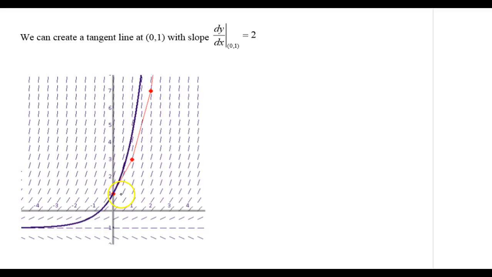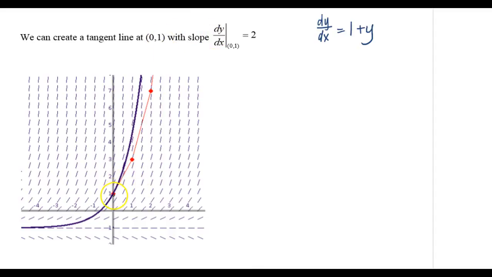Alright, so we saw a generalization of what we're trying to do, so now let's get a little more specific with this example. So we can create a tangent line at (0, 1), and the specific slope is going to be found by substituting (0, 1) into dy/dx. So dy/dx at (0, 1) equals 2. Off to the corner I'm going to write down what dy/dx was as a reminder. So dy/dx was 1 plus y. So substituting 1 into this y value, 1 plus 1 is 2. So here's my slope and here's my point.